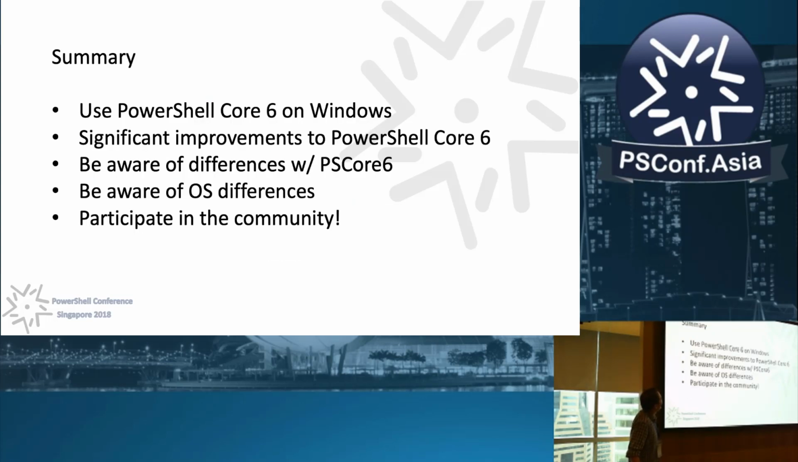So to summarize, start using PowerShell Core 6 if you haven't already. The improvements are the main reason to use it, and yes, continue to use Windows PowerShell. We will support it. But if you want the improvements, you're going to have to start using PowerShell Core 6. You can safely use it side by side. Be aware that there are differences in PowerShell Core 6 that we've made explicitly. We think it gives it a better platform. Also, if you're doing cross-platform stuff, be aware of the OS differences.